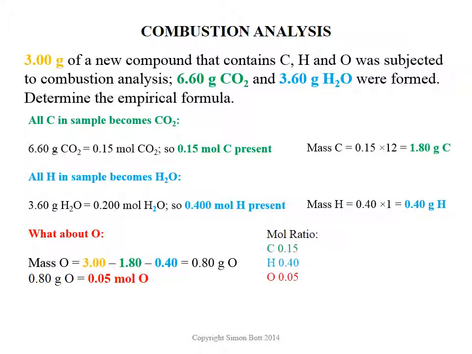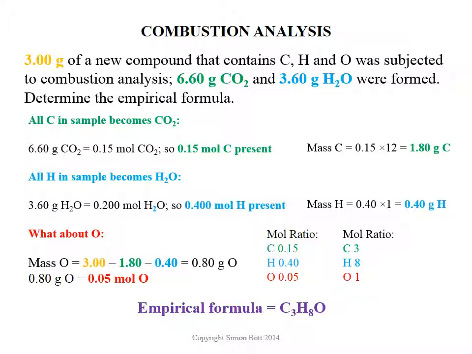So our mole ratio: 0.15 carbons, 0.4 hydrogens, 0.05 oxygens. How do we turn this into a nice pretty number? Well, we just divide through by the smallest number, divide through by 0.05, and we find our mole ratio is actually 3 carbons, 8 hydrogens, 1 oxygen, or in other words, the empirical formula is C3H8O.